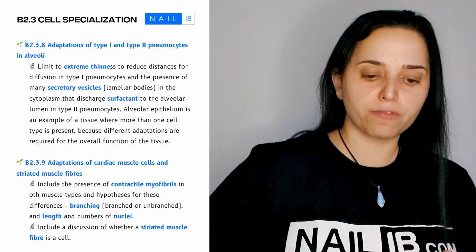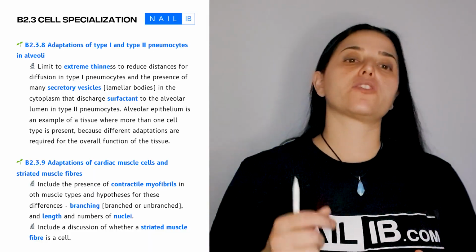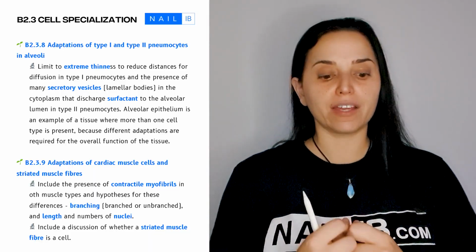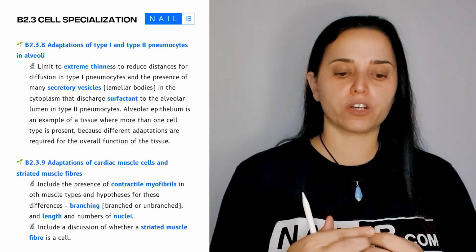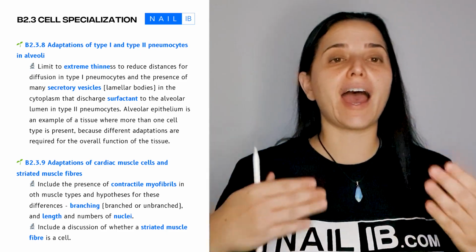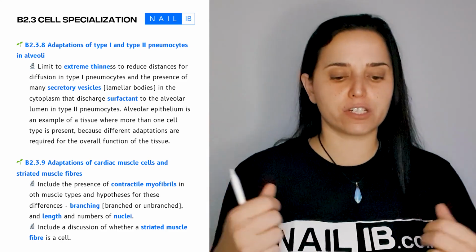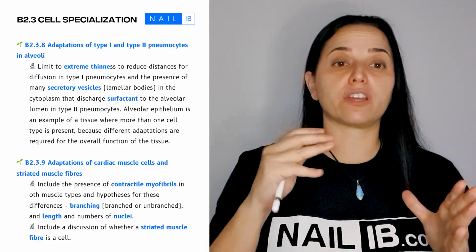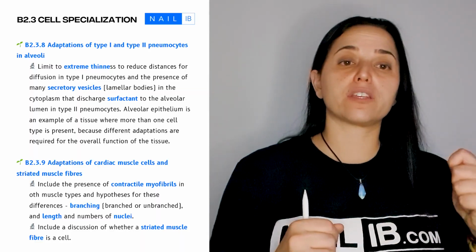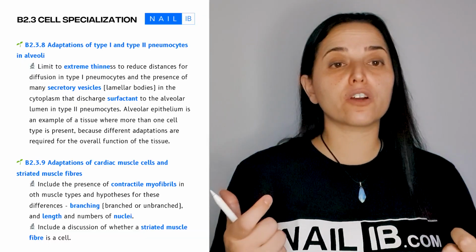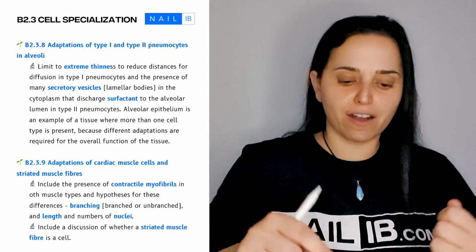So what is this video going to be focused on? We're going to focus on adaptations of type 1 and type 2 pneumocytes in the alveoli of the lungs. We're going to understand a little bit about their structures and how their structure relates to their function. We're going to talk about the adaptations of the cardiac muscle cells, as well as the striated muscle fibers, their structures and how that relates to their function.